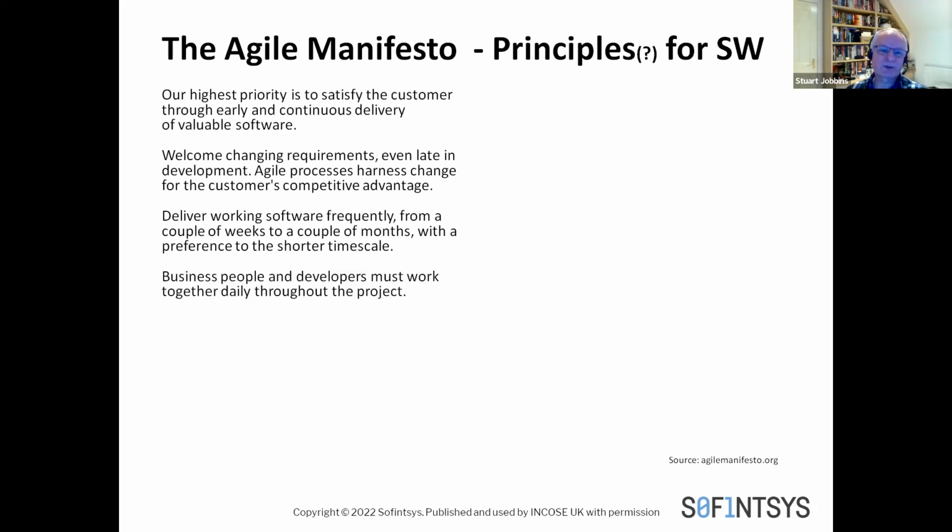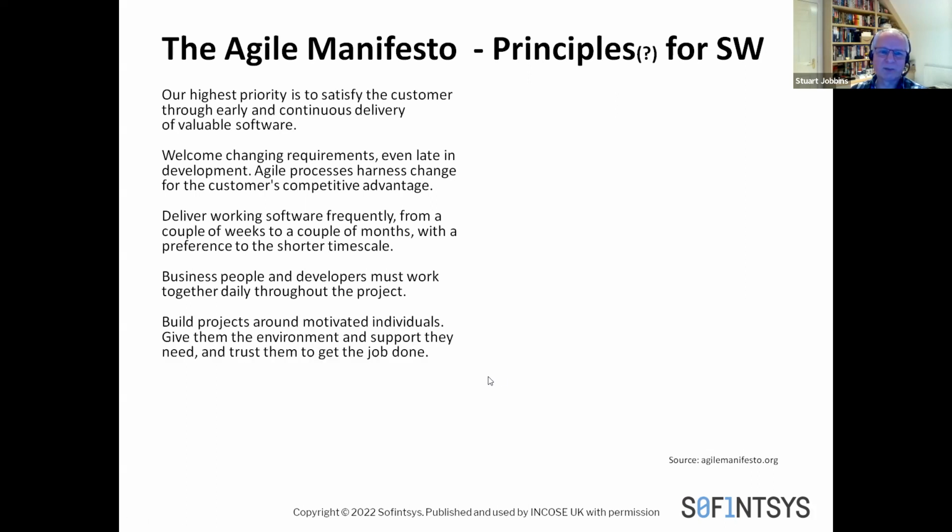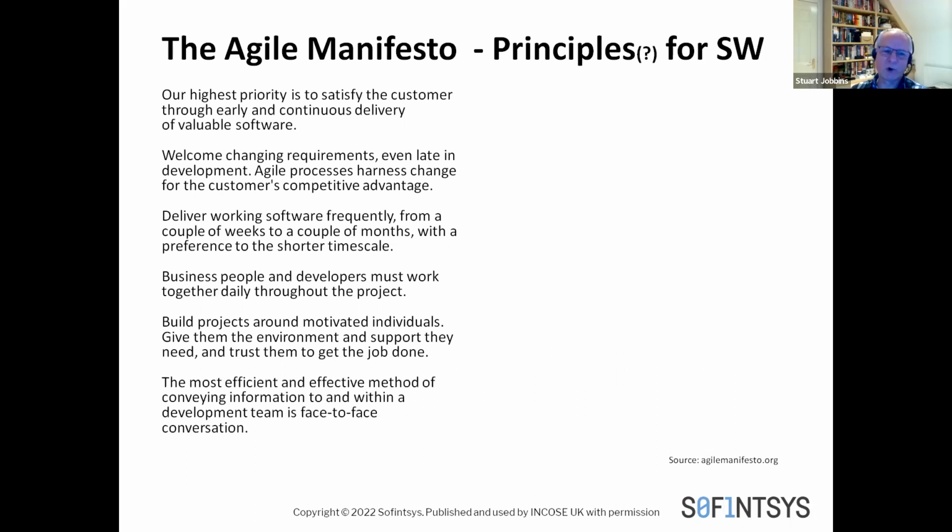Business people and developers must work together daily through projects. So I think that's pretty normal. Why wouldn't you talk to the business that's asking you to contract the work? Build projects around motivated individuals. I have some issue with that. I have an even more issue with the now somewhat outmoded idea that face-to-face conversation is the only way to communicate.